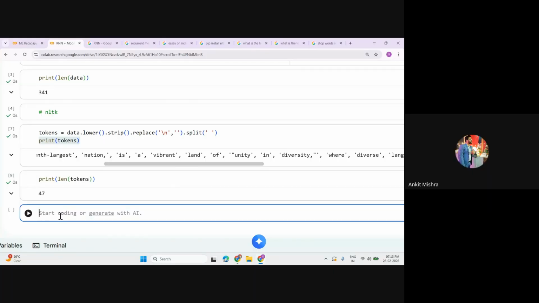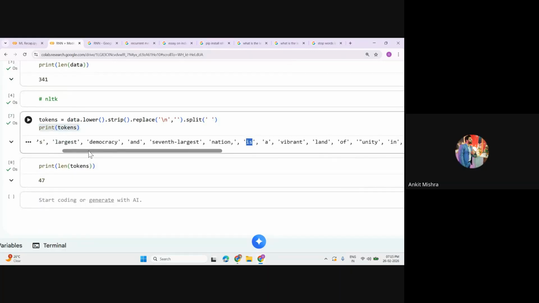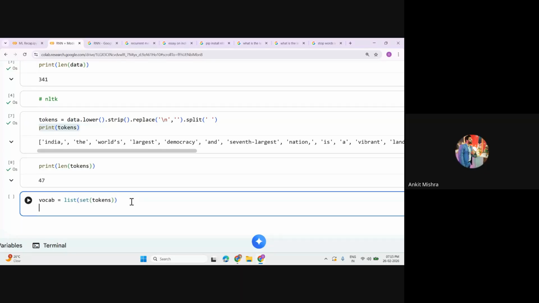Now, what about the unique vocabulary that we have? Unique vocabulary means that if we are getting the same word multiple times, we will not treat it as separate vocabulary, right? So what we will do is simply convert this token list into a set, and then typecast this set back to a list. And finally, this is my vocab. Vocab means we only have each unique word once, right?